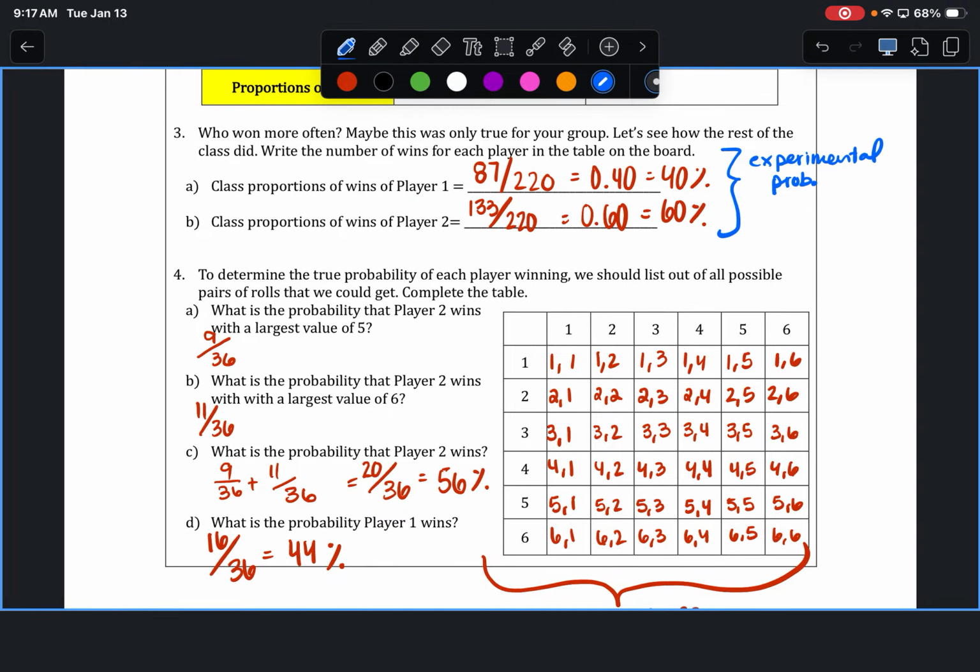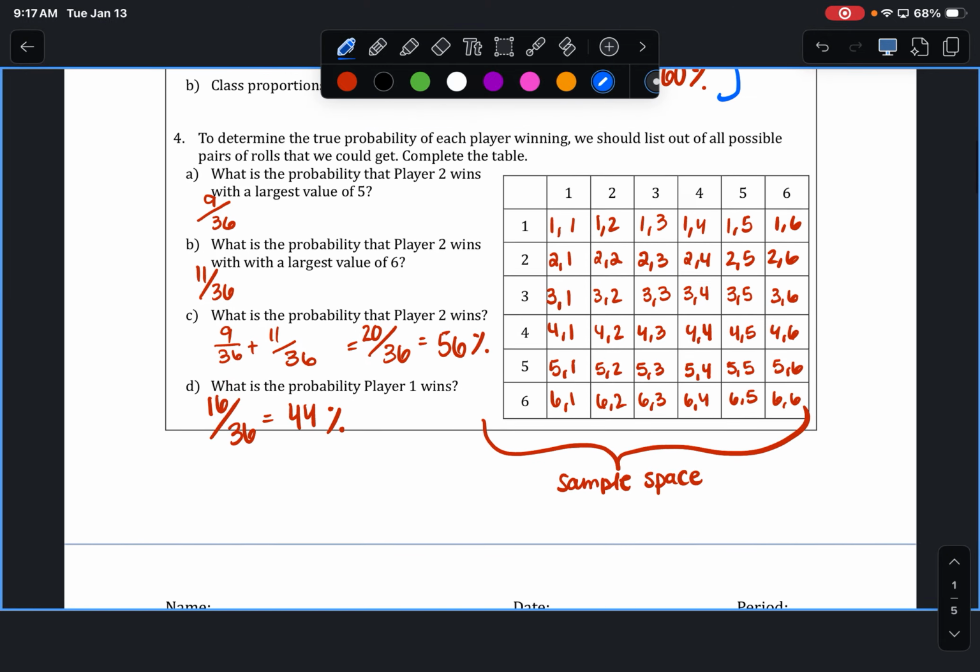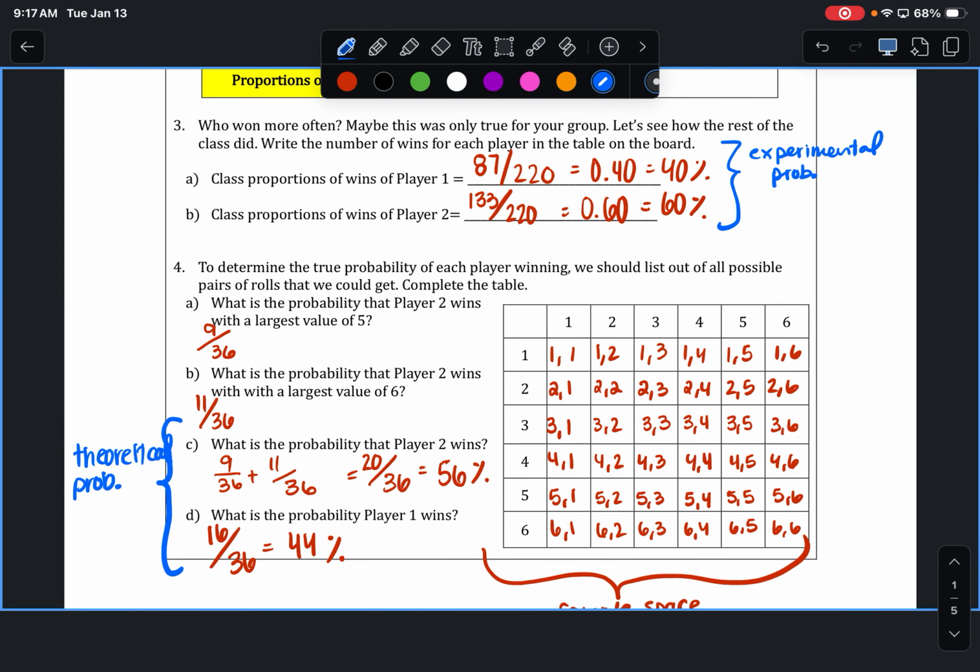And so we looked at the sample space. And we calculated these. Those are our theoretical probabilities. Are those the exact same? No, but are they pretty close?